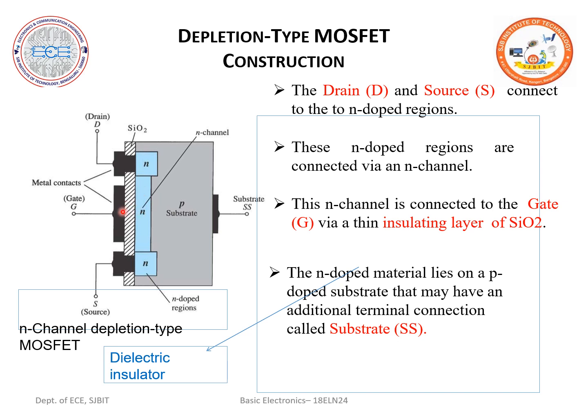The gate is electrically insulated from both the n-type regions. So this gate is insulated from both the n-type regions and the p-type substrate. Okay, so this is the construction we can see here, right? The drain and the source connect to the n-doped regions. These n-doped regions are connected through an N channel. This N channel is connected to the gate through a thin insulating layer of silicon dioxide, and the N-doped materials lie on a p-doped substrate that may have an additional terminal connection, which is called the substrate.